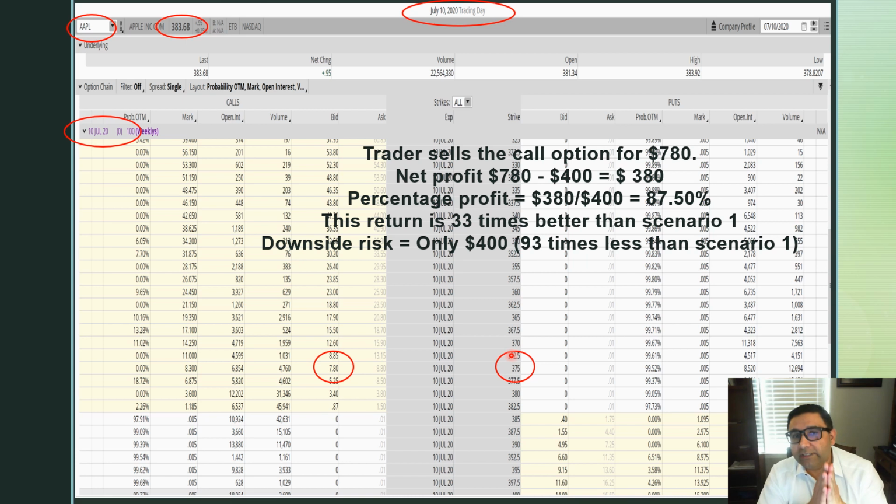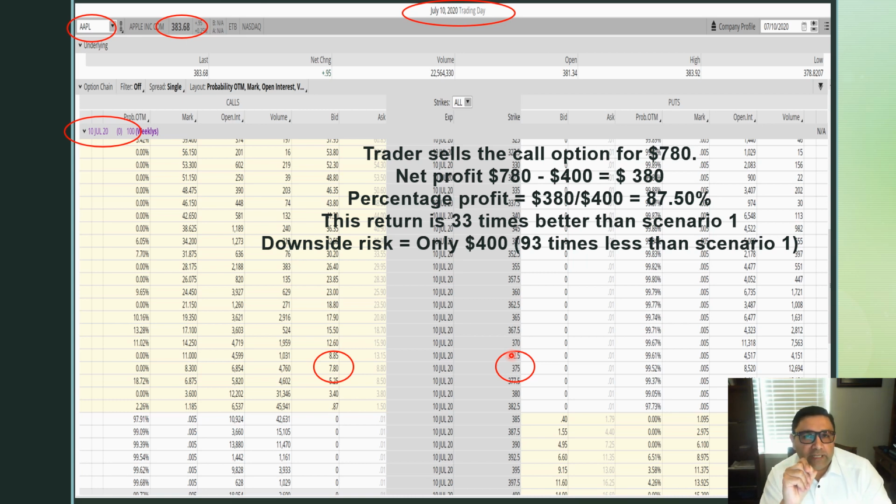But now you have to understand how it all works. Now you have two choices. You can buy 100 shares for $375 a share and turn around and sell all those 100 shares for $383 a share. You can make $8 a share profit. For 100 shares, you can make $800. Now that's one scenario that you can do. But here comes the other scenario.